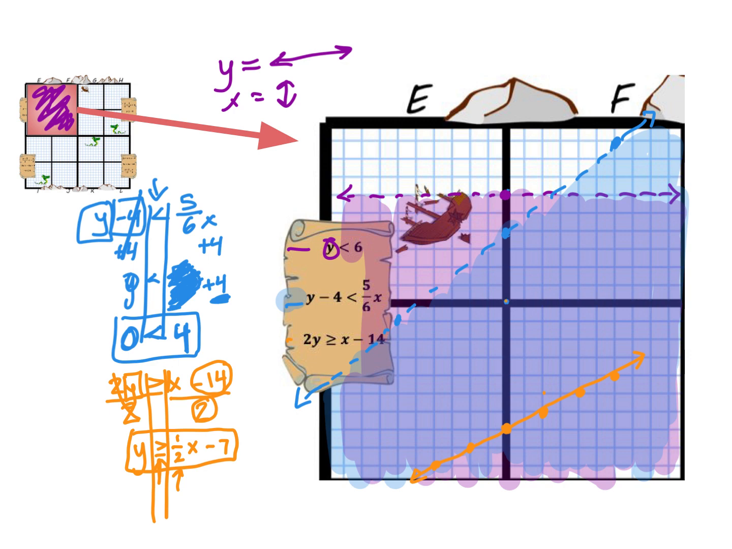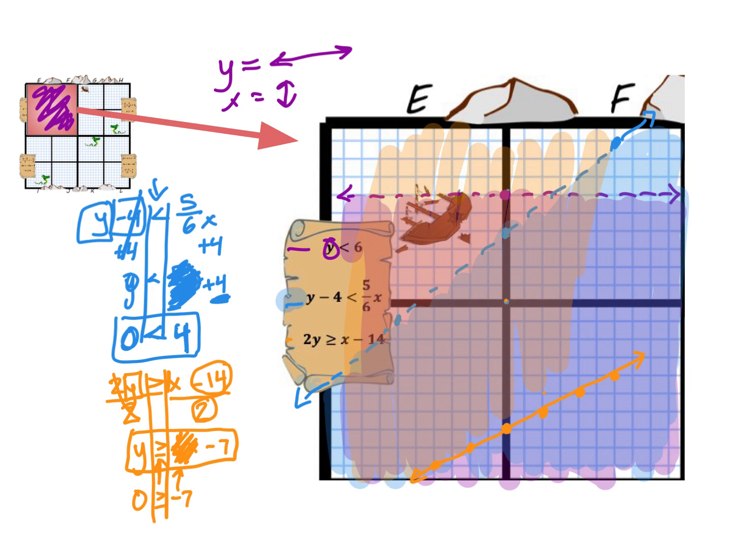Now I'm going to try this point again, 0, 0. I'm going to plug it in. 0 on the left. If I make this 0, it erases that term, so I have negative 7. Is 0 greater than or equal to negative 7? Yes, it is. So I'm going to go ahead and fill in everything above this line with orange.